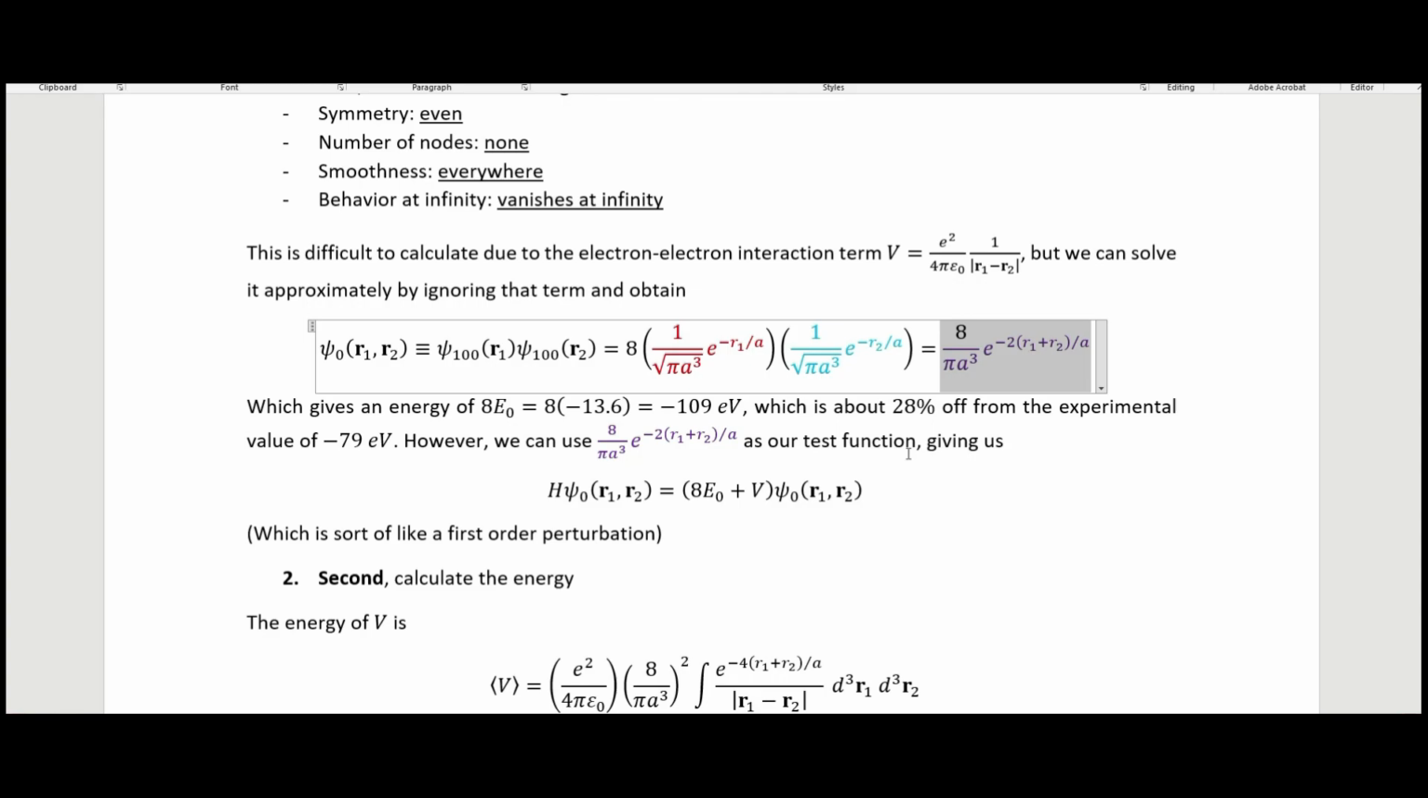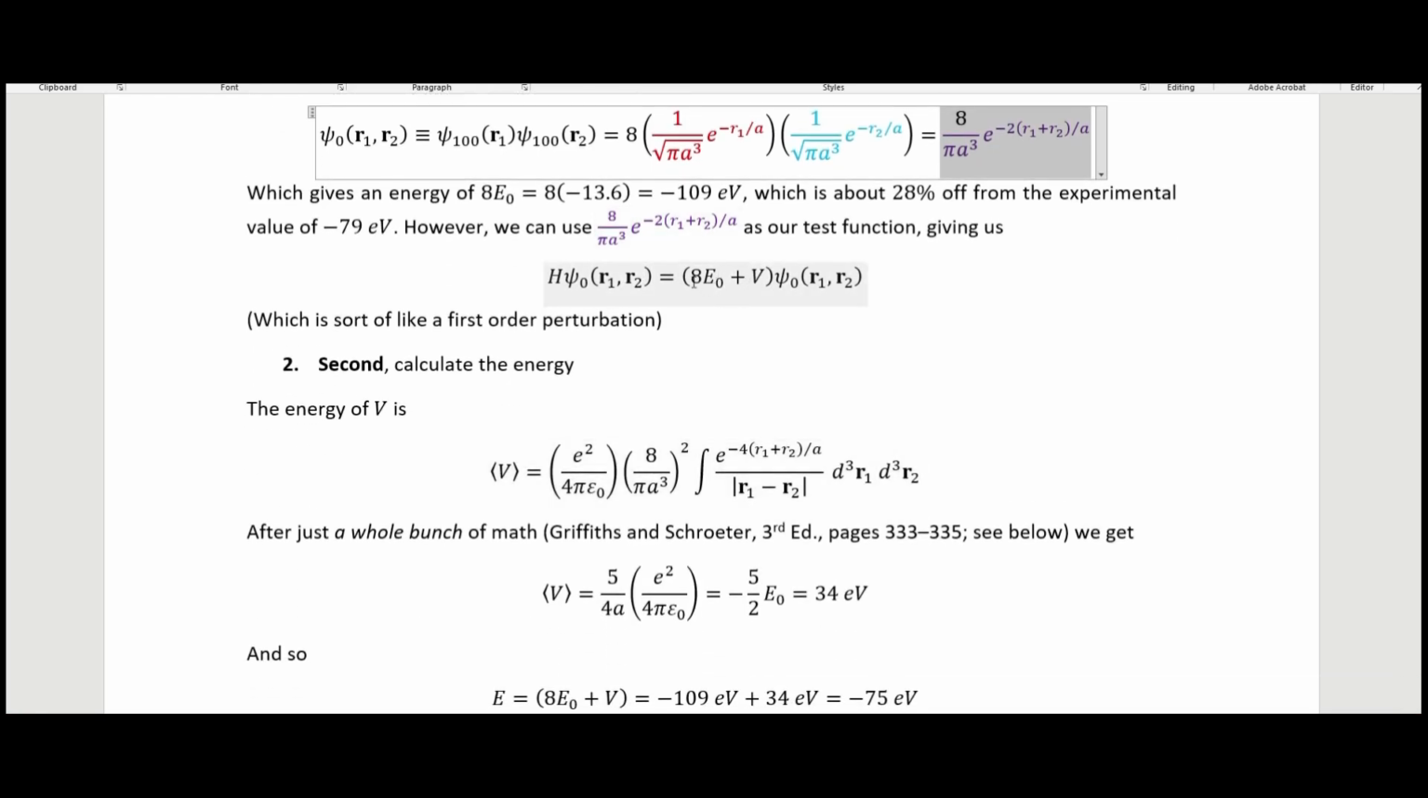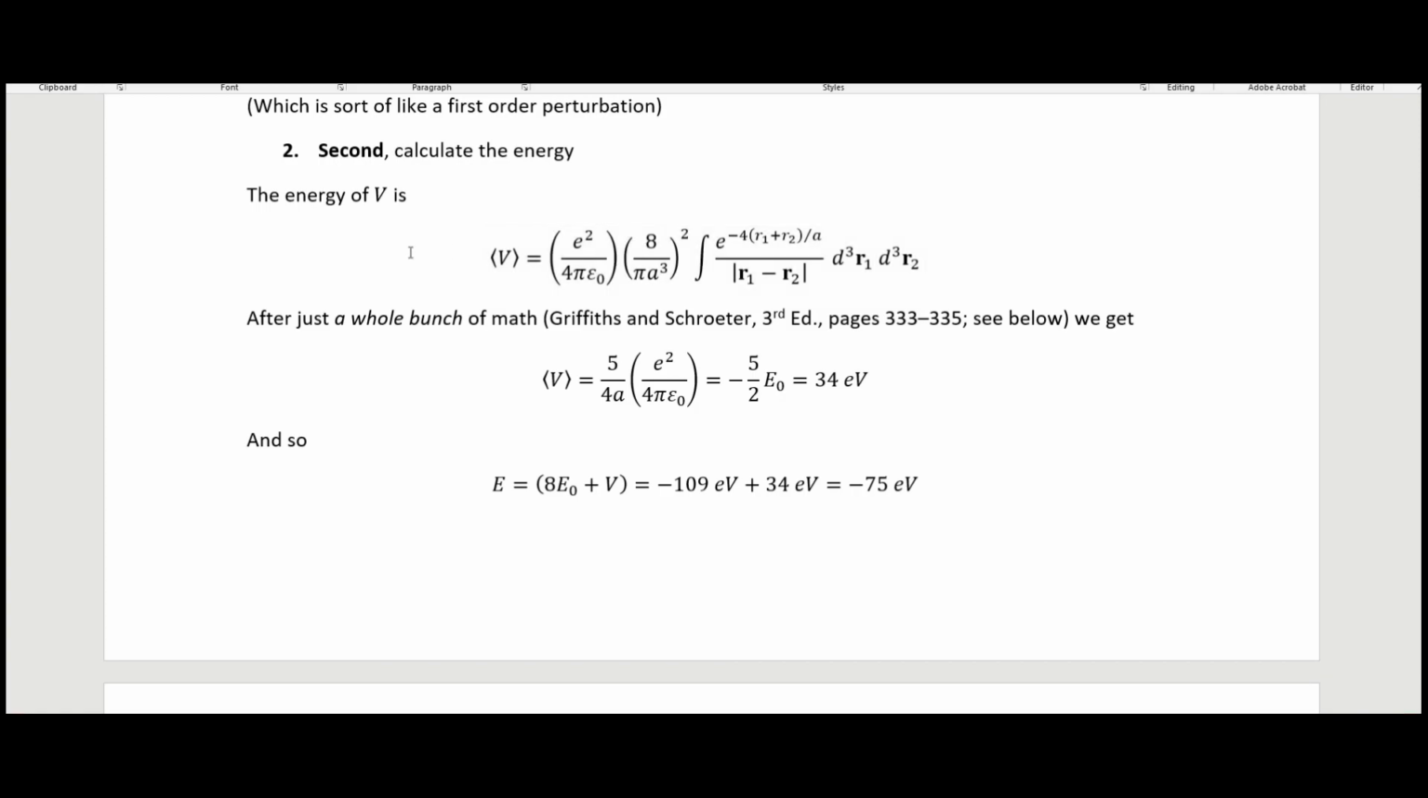But we can use this function here, which is still ignoring those electron-electron interactions, as a test function in the variational principle. And so we have this right here, where we have 8 times the ground state energy of the hydrogen atom plus this V, which is the thing we want to find here. And so we find the energy of this V term.